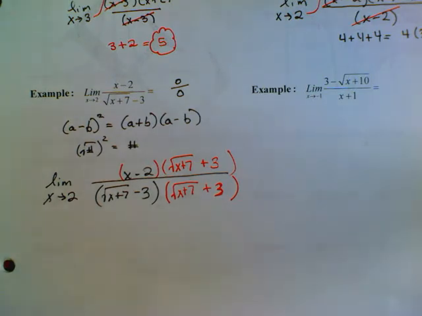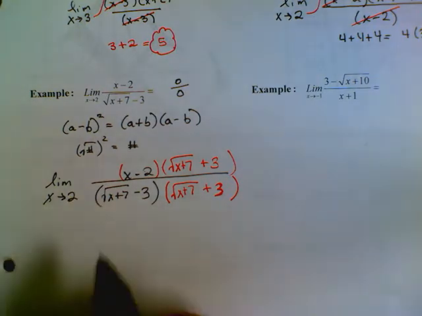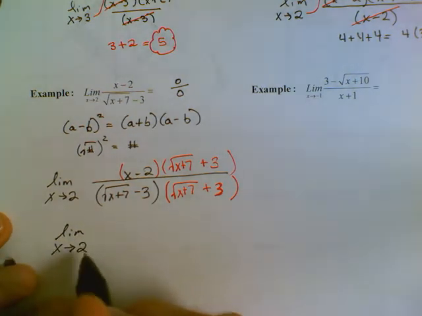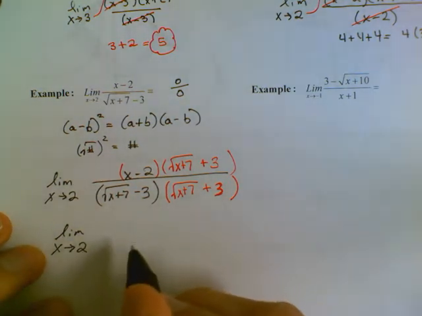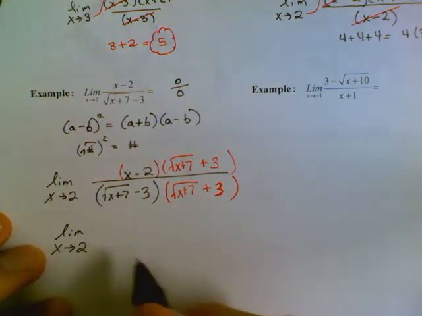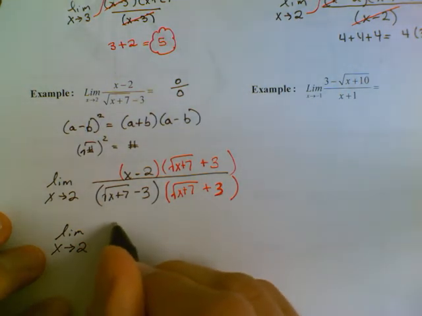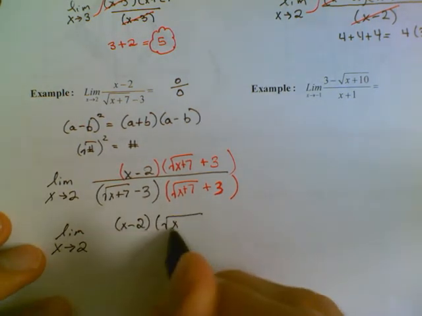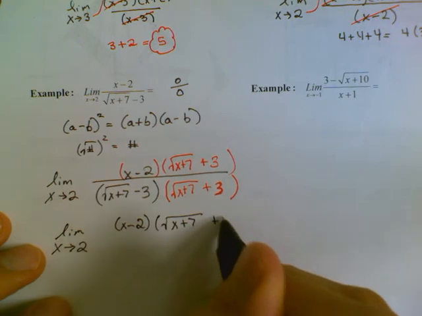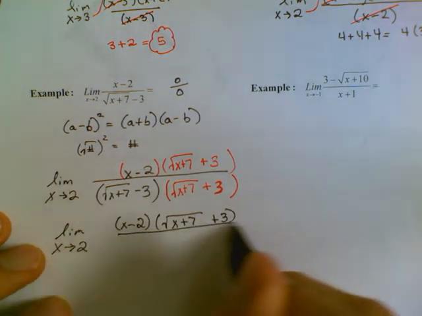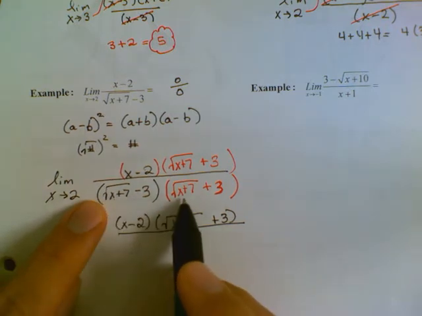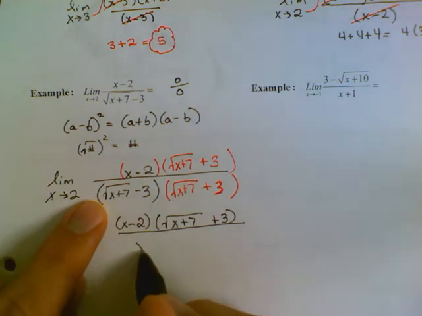So all we're going to do now is distribute. We're going to be simplifying just a little bit. So the limit as x approaches 2 of, you know what, let's not mess with the top yet. x minus 2 times the square root of x plus 7 plus 3. Now the denominator: the square root of x plus 7 times the square root of x plus 7 is just x plus 7.